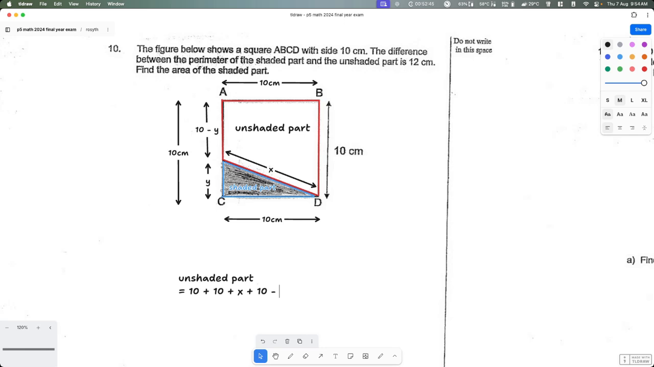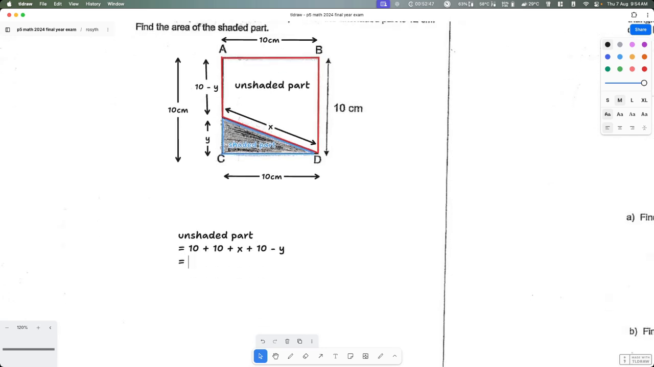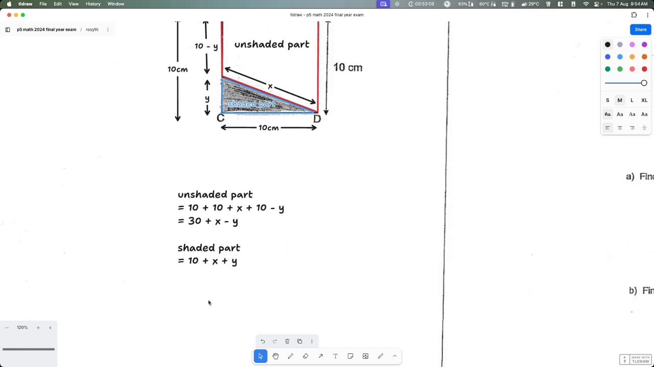Okay, makes sense, right? And then you just calculate all the tens, right? This will be 30 plus x and then minus y. Okay, so that is the unshaded part. Okay, what about the shaded part? So shaded part is equal to, you have 10 as well, right? 10 centimeters plus y plus x. Okay, so you have 10 plus x plus y. Okay, I'll just put like this.